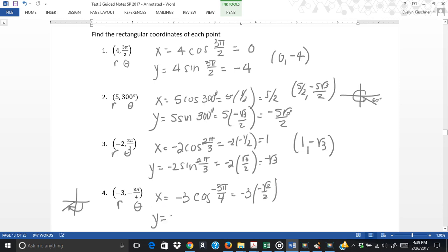And y is r sine of negative 3 pi over 4. And it also is negative, so it's negative 3 times negative radical 2 over 2. So my point is (3 radical 2 over 2, 3 radical 2 over 2), because a negative times a negative is a positive.